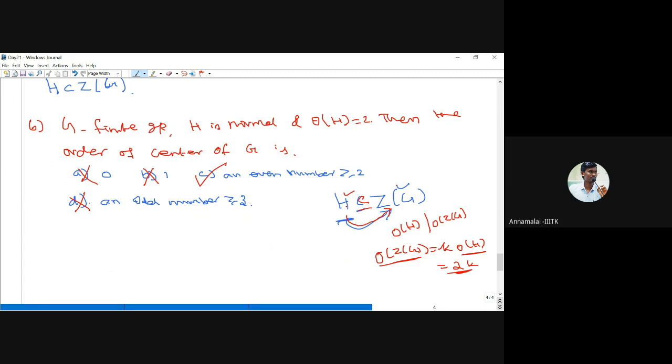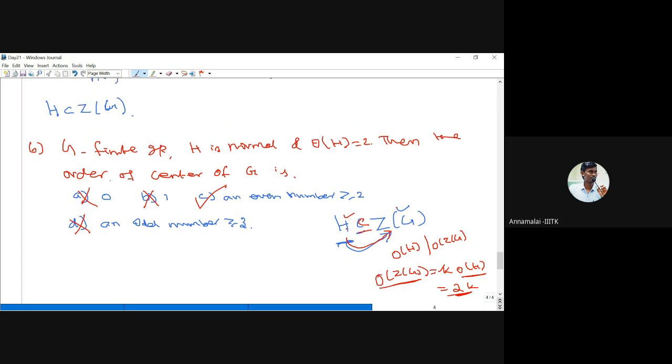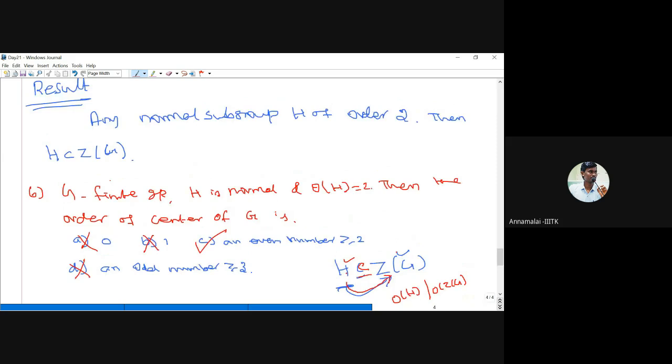Every subgroup's order divides the order of the group, right? Since H is a subgroup of Z of G, the order of H divides the order of Z of G. Since the order of H is 2, the order of Z of G should be even. So you should know this result, it is very important. If you take any normal subgroup, normal is very important, and order 2 is very important, whose order is 2, the subgroup is always contained in the center of the group.